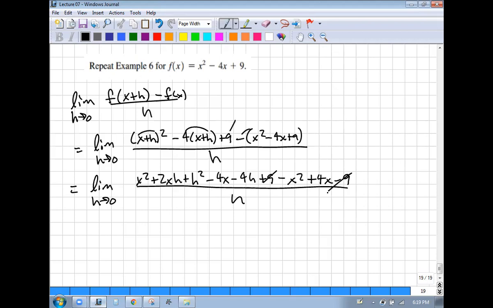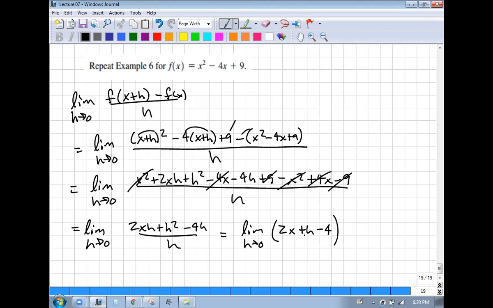So here the plus 9 and the minus 9 go away. The plus 4x and the minus 4x go away. The plus x squared and the minus x squared go away. So I'm left with 2xh plus h squared minus 4h. Since everything has h's in it, I could factor an h out at the top and the bottom. This is 2x plus h minus 4. Now, if h goes to 0, that goes away, and I'm left with 2x minus 4. This is your f prime of x.